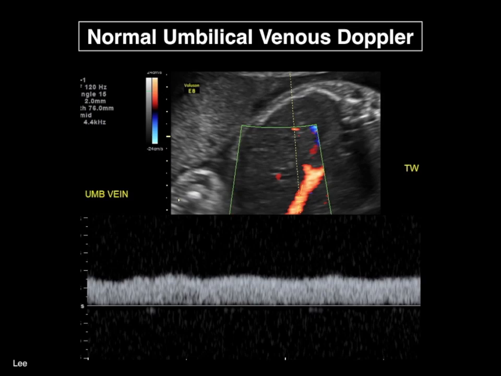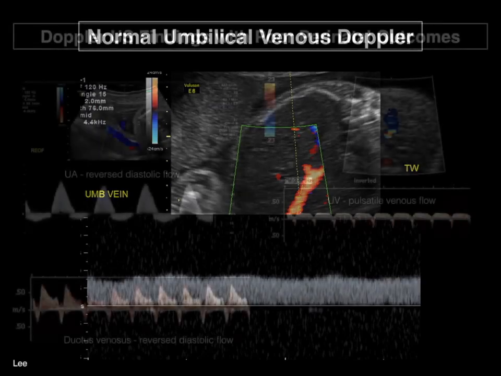The umbilical venous Doppler waveform is typically obtained from an axial view of the fetal abdomen. Ideally, the Doppler angle is parallel to venous flow and appears continuous without evidence of significant pulsatility, as one might otherwise detect in severely growth-restricted fetuses.